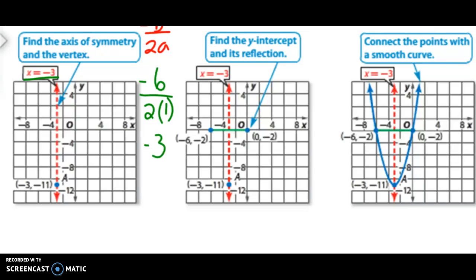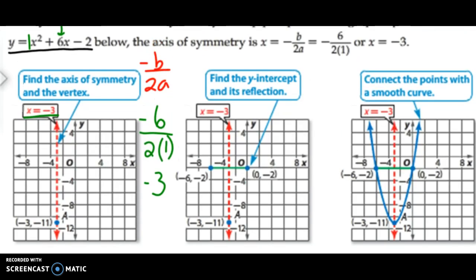I take -3, I put it into my quadratic equation, and when I do that, I get -3 squared, which is 9, plus 6 times negative 3, which is negative 18. So 9 plus negative 18 is negative 9, minus 2 is negative 11. So there's my vertex, at negative 3, negative 11.